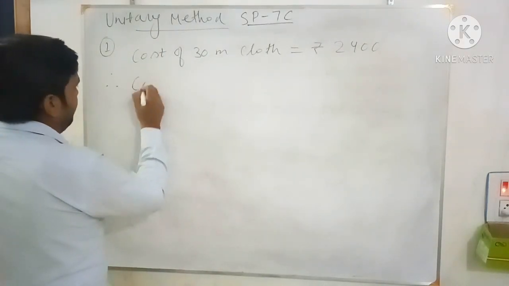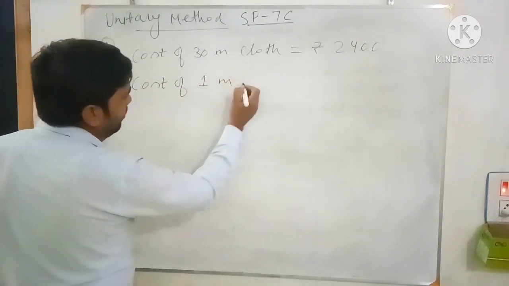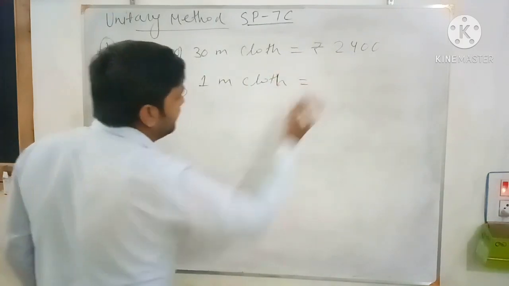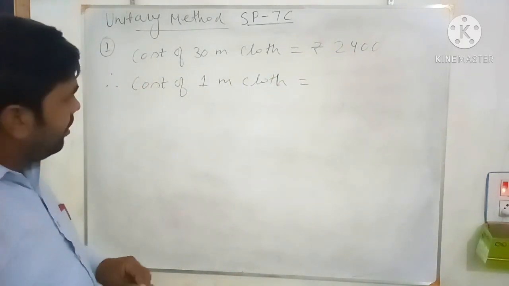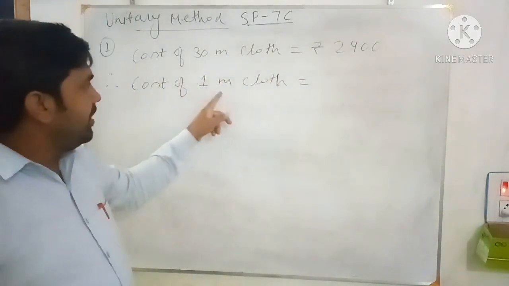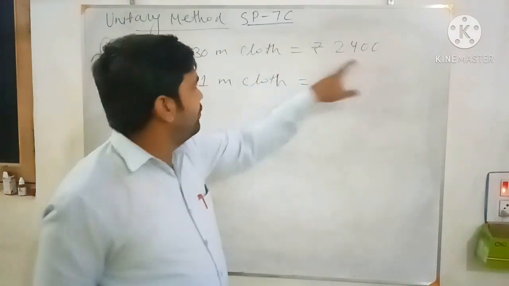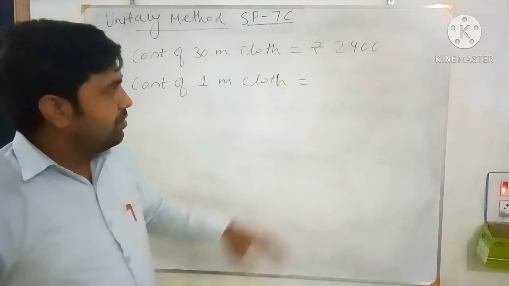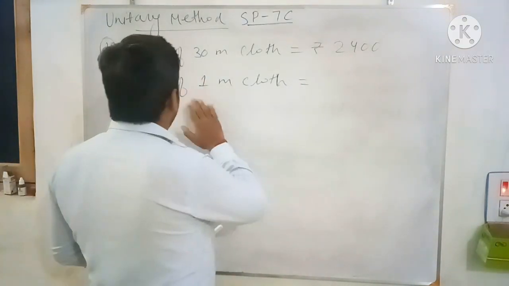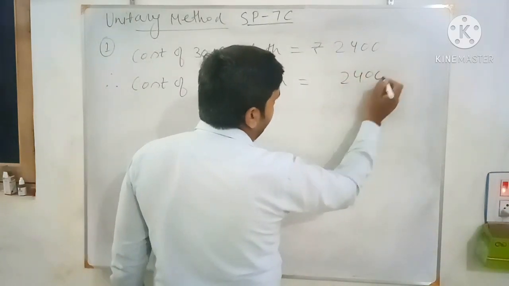Therefore the cost of 1 meter of cloth. So what will be the cost of 1 meter of cloth? It will be less than 2400, because the cost of 30 meters is 2400. So the cost of 1 meter will be less. How do we get less? When we divide 2400 by 30, on doing the division the value is reduced. So that's why we divide 2400 by 30.